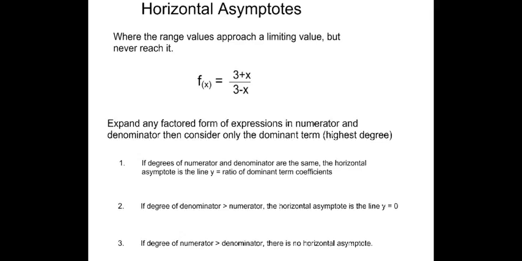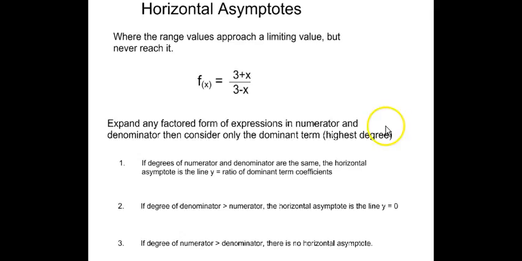There are three simple rules to help you determine if a function has a horizontal asymptote, and if it does, where it is. So first, you expand any factored form of the numerator and denominator and get it in expanded form.